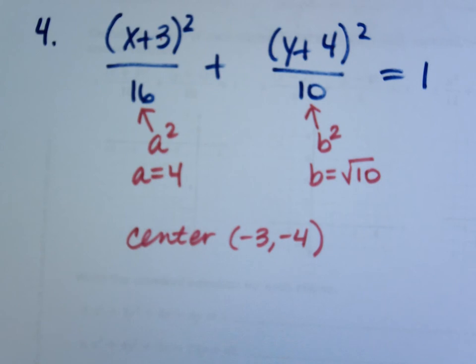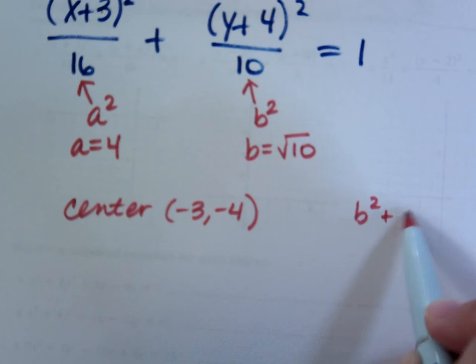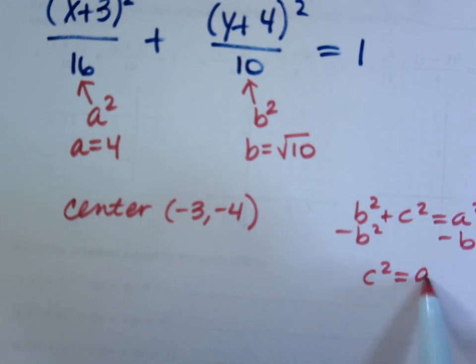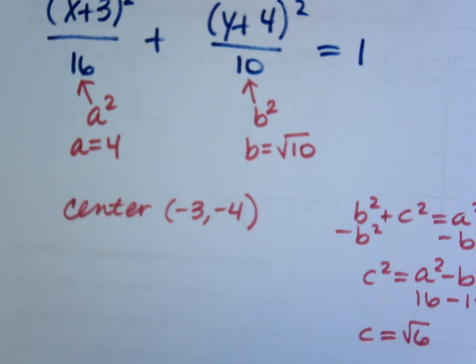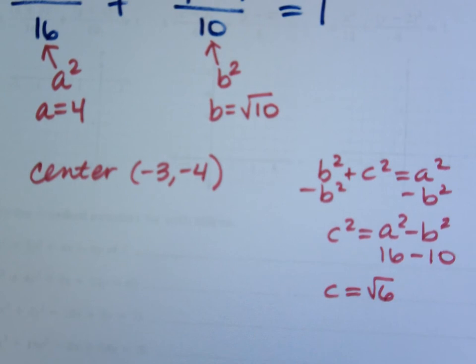I'm also supposed to find the foci, so I'm going to use the fact that b squared plus c squared equals a squared, or another way to put that is that c squared is a squared minus b squared, so 16 minus 10, c squared is 6, so c is the square root of 6. So now I have all the things I need in order to find the foci, the co-vertices, the vertices, all these wonderful things they want me to find.